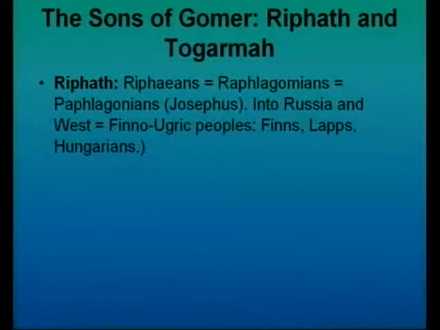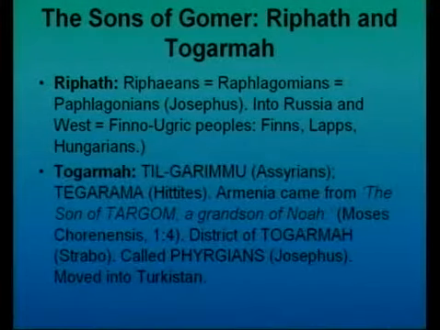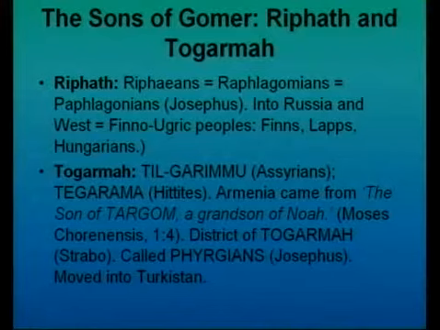Sons of Gomer, two sons here, Riphath and Togarmah. Riphath was basically the father of the Paphlagonians. They moved into parts of Russia, and they were the Finno-Ugric people, the Finns, the Lapps, and the Hungarians. The descendants of Togarmah were known as Tilgarimu by the Assyrians, or as Tegarama by the Hittites. The Armenians in their ancient history reckon the modern nation goes from 732 BC onwards, but actually they say the origin goes right back to the son of Togarmah mentioned there. And Josephus refers to them as the Phrygians, and they moved into what we call Turkestan.